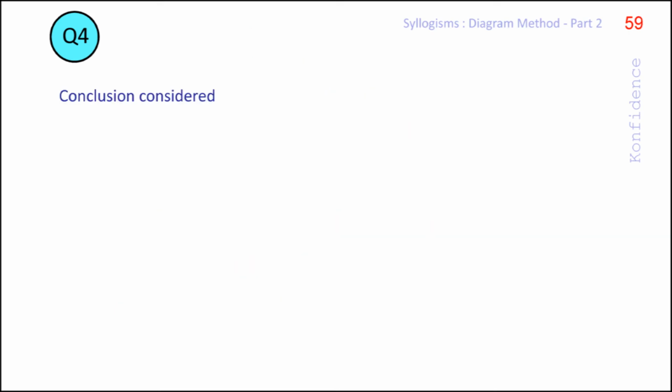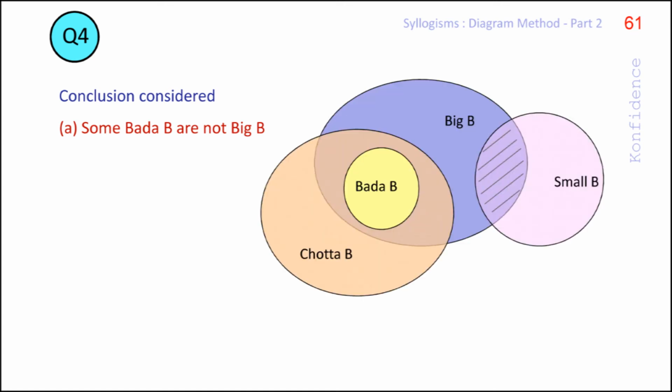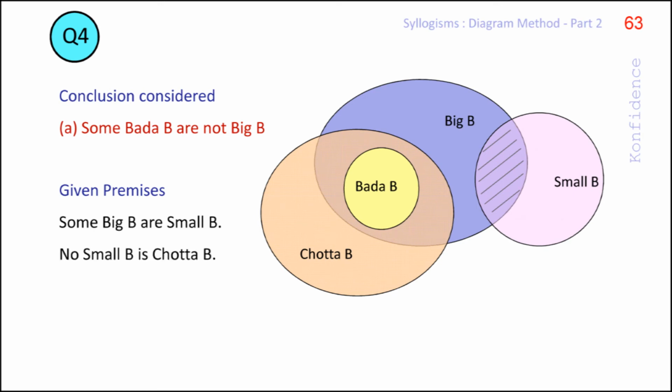Conclusion A. Some Bada B are not Big B. See the figure given in the slide. There, all our required conditions are met. Big B and small b are having an overlap as per some big B are small b. Small b and chota b are not touching each other because no small b is chota b. Bada B is within chota b as all Bada B are chota b.